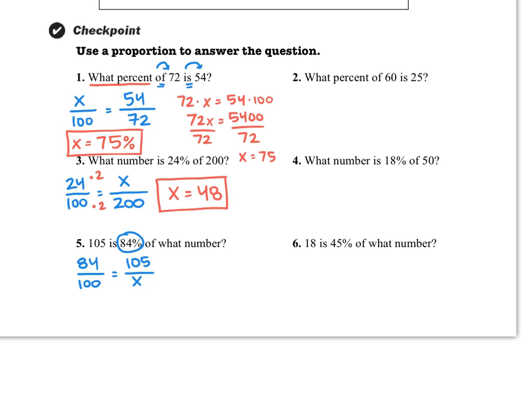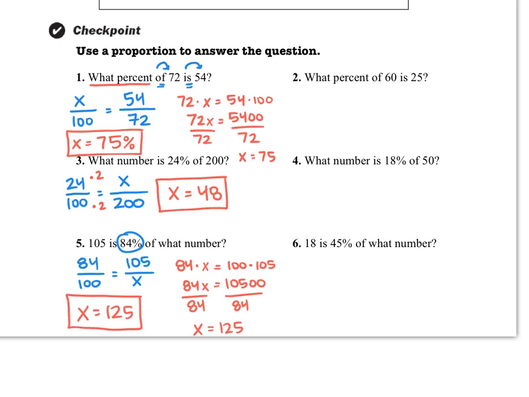So there's my proportion. Now I'm going to use cross products to solve. So I have 84 times x equals 100 times 105. So 84x equals 10,500. Going to divide each side by 84. And x equals 125. And again, it's just 125. This is not a percent because it asks us what number. We already have the percent, so we're just finding the number.